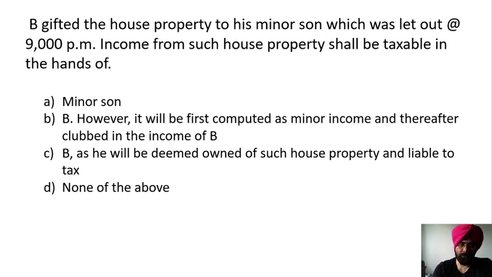B gifted the house property to his minor son, which was let out at the rate of 9,000 per month. Income from such house property shall be taxable in the hands of minor son. However, it shall be first computed as minor income and thereafter clubbed in the income of Mr. B. Mr. B will be the deemed owner of such house property and liable to tax. None of the above.